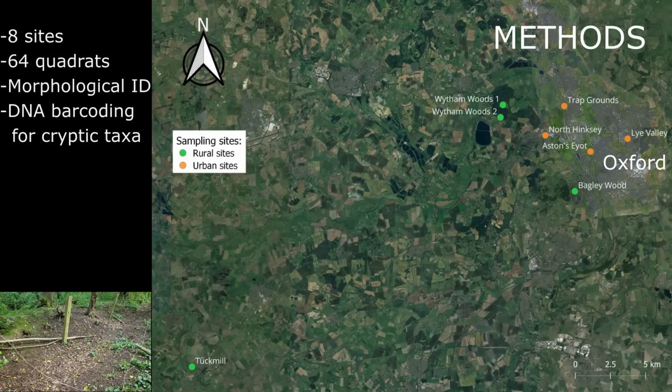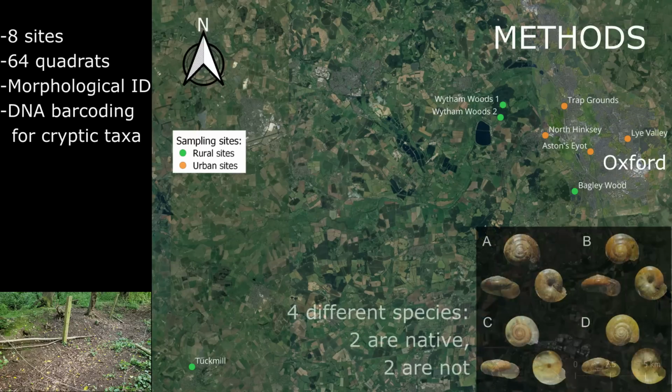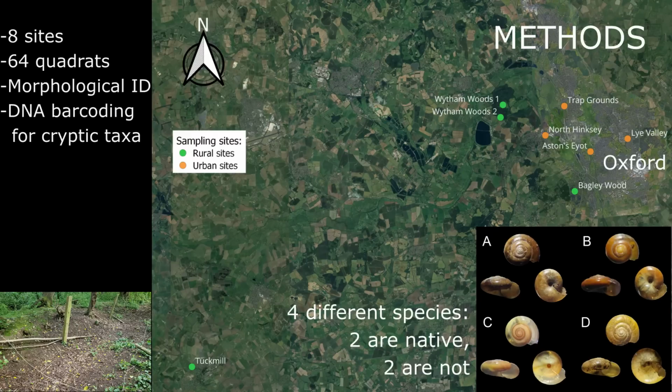Field activity was conducted in these 8 woodland sites in Oxfordshire. 4 were urban, meaning surrounded by buildings, and 4 were rural. In each site, 8 random quadrats were selected, and each of these quadrats was searched between 12 and 15 minutes for specimens. Identification followed and was based on shell morphology, but for cryptic species like the ones you see here in the video, DNA barcoding was used as well.